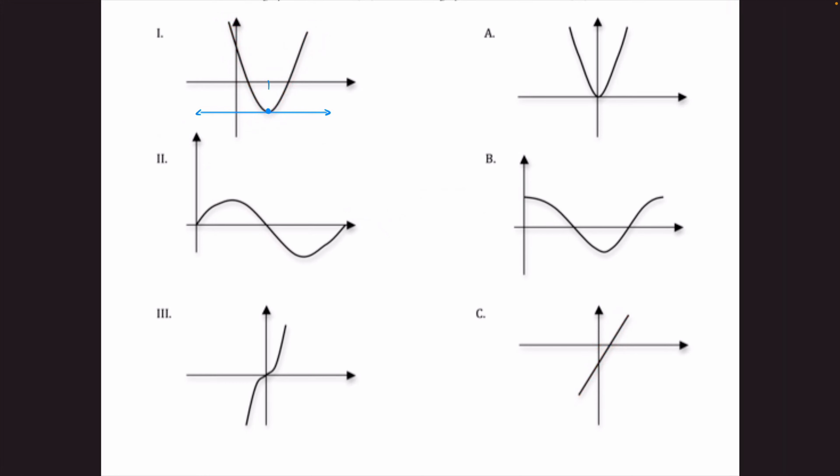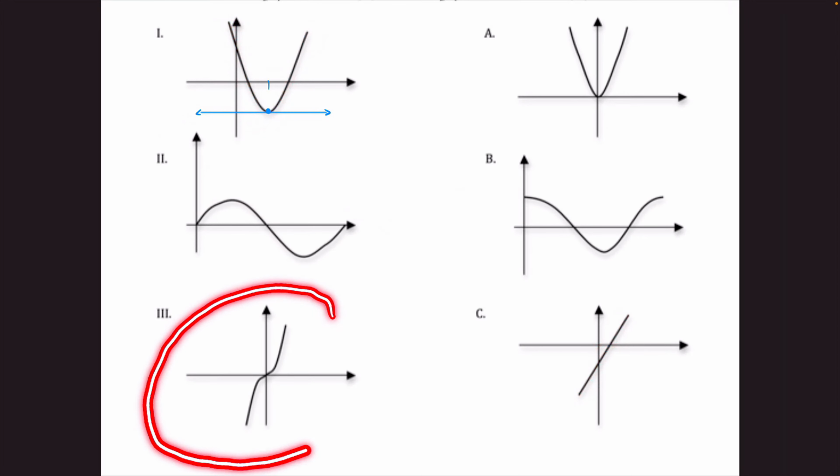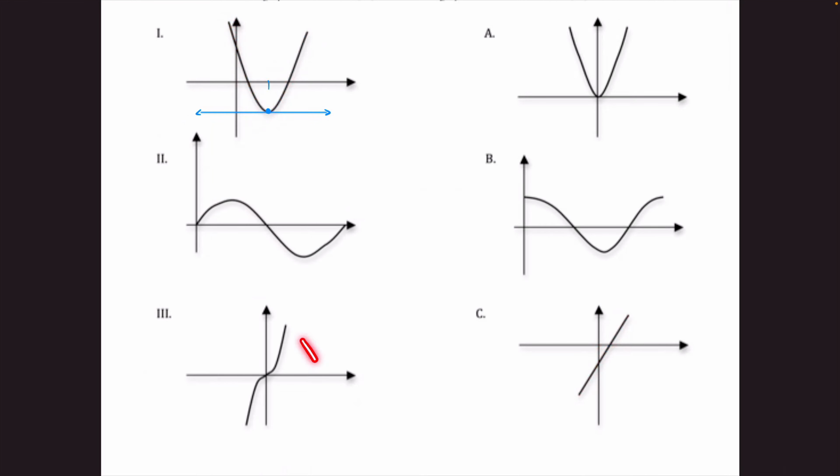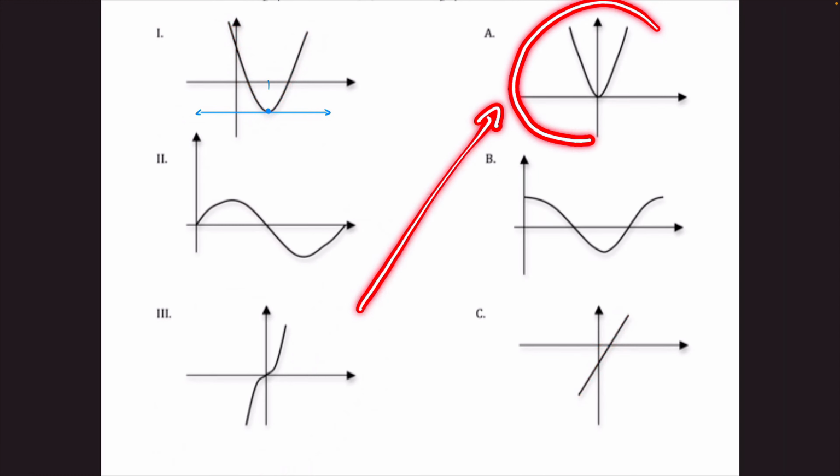So there's only one left, right? 3 and a. By elimination, we know that 3 and a have to go together. But let's picture that there wasn't just one left. What type of function is that? It's a cubic, x to the third power. If we were to find the derivative of this, how many powers would we have left? It makes a quadratic, so we're looking for a quadratic answer.